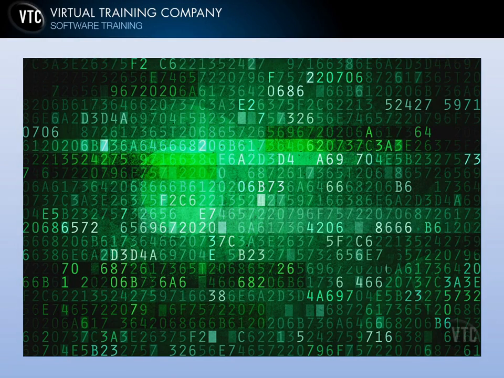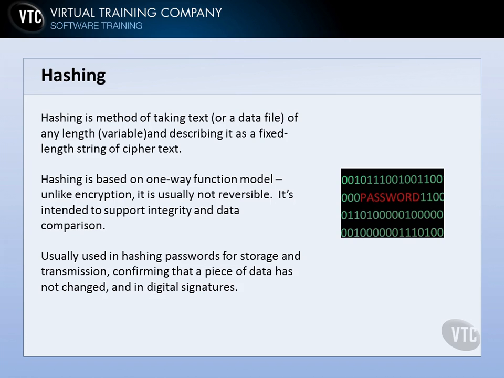Our next topic involves the subject of hashing. Now, hashing is a method of cryptography, but it's not really encryption like symmetric or asymmetric is. So there are some differences here, and we'll talk about those. Hashing is basically a method of taking text, and that could be a word, it could be a password, it could be a data file of some sort, and those files or words, the input, if you will, could be any length, any variable length, and describing it as a fixed length string of ciphertext.